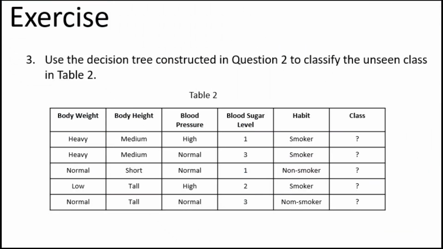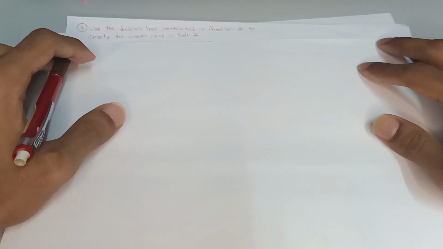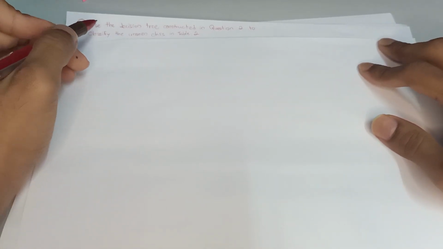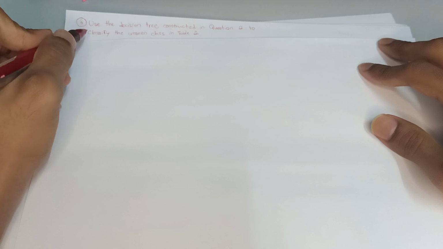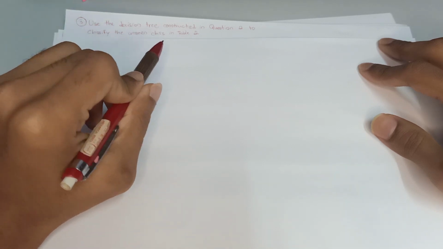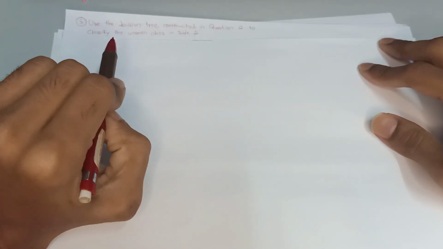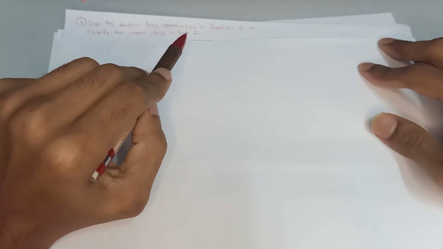Now let's jump to question 3. Use the decision tree constructed in question 2 to classify the unseen class in table 2. Question 3 is quite simple. Let me show you how to do it. We are asked to use the decision tree constructed in question 2 to classify the unseen class in table 2.